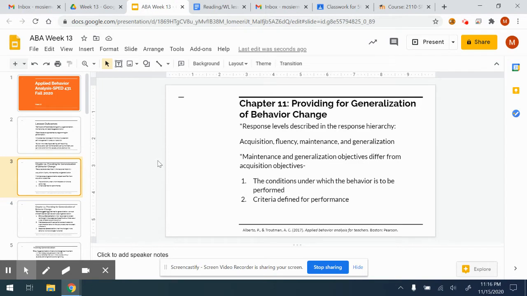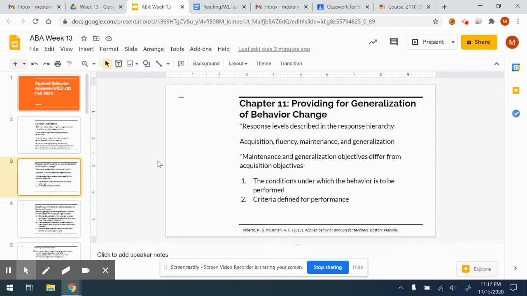When we write maintenance and generalization objectives in an IEP, they differ from acquisition objectives. Most of the time in IEPs, this is the part that gets missed. So we're writing for acquisition and fluency of a skill. Once a student has that down really well, rather than just dismiss that student, what we may want to do is move them into those next levels of maintenance and generalization to make sure that those behaviors hold stable once we remove different components of their behavior plan.